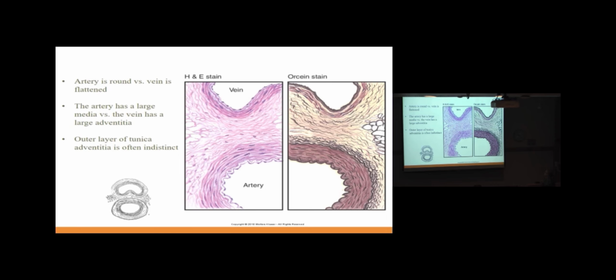The artery has a large media, so this dark pink part is the media, and here's the artery. There's a vein, small media, and the adventitia, it looks pretty big here, but it's typically larger in the vein than it is in the artery. So conveniently, arteries and veins tend to run side by side, so you almost always have a comparison right there by each other.